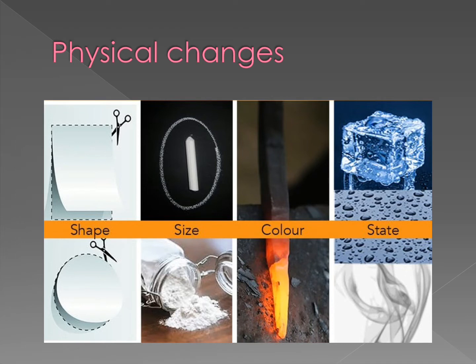Let's see the paper. What is the change that happened to the paper? Well, in this case only the shape has changed. So it is still paper and you can still write on it, but instead of being a triangle, it is circular. And that's the change. That is the only change that happened.